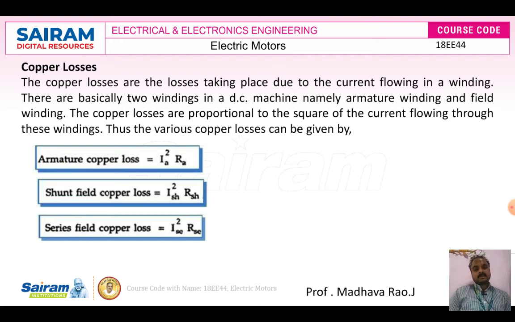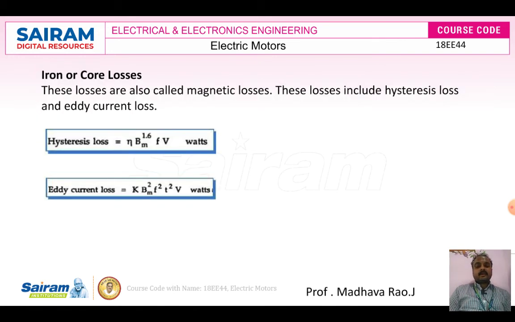So copper losses vary with respect to the current flowing in the windings. Armature copper losses we can represent as Ia square Ra. Then shunt field and series field. Since a compound motor has both windings, the shunt field winding and the series field winding, the shunt field copper loss will be produced, and the series field will also produce loss. Shunt field copper loss is Ish square into Rsh and Isc square into Rse. So these are the copper losses.